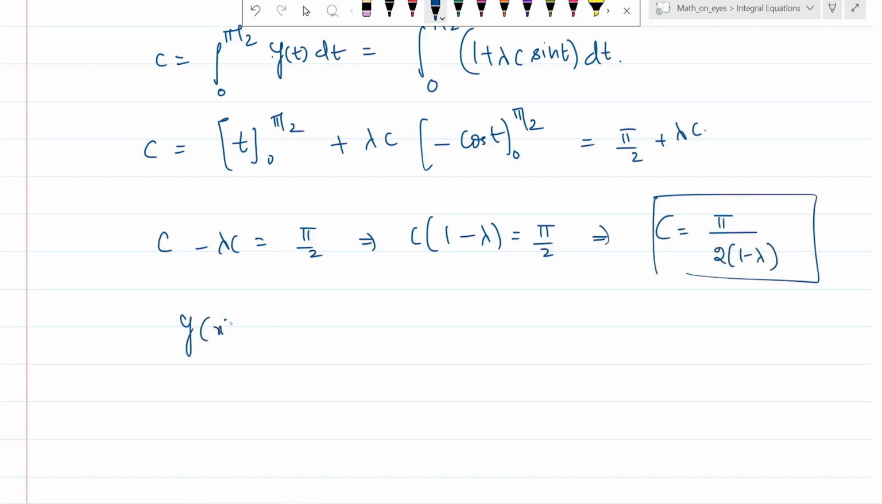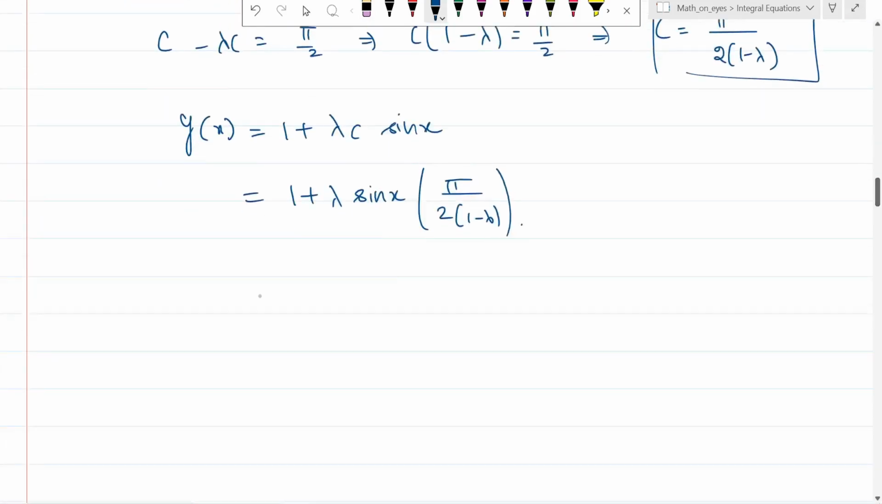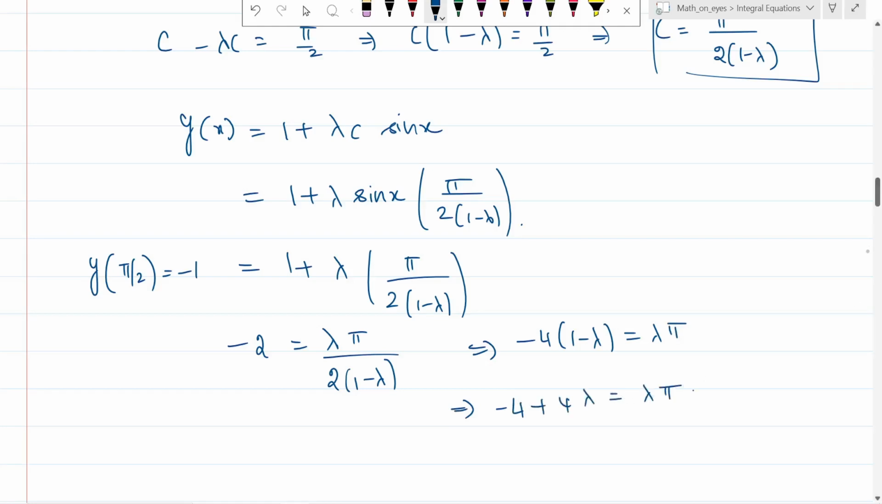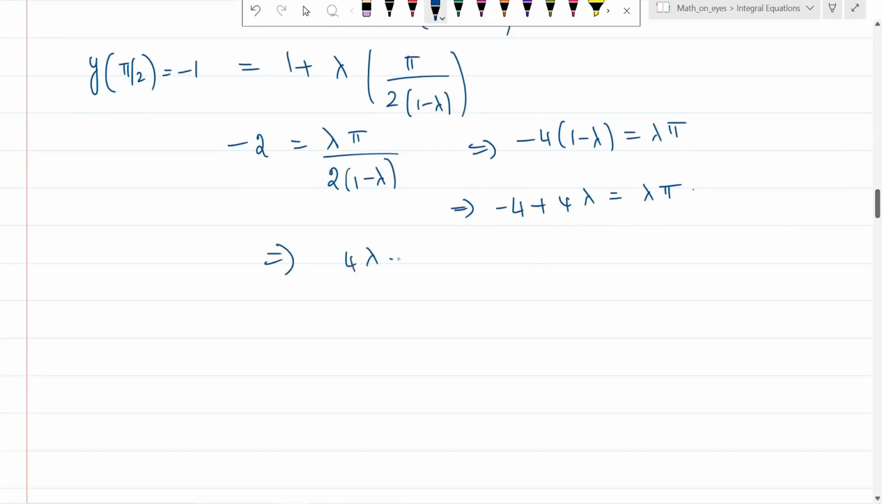Now we get y of x is equal to 1 plus lambda c sine x, right? So that is equal to 1 plus lambda sine x into pi divided by 2 into 1 minus lambda. Also, it is given that y of pi by 2 is equal to minus 2. We have taken the example, right? So y of pi by 2, which is minus 2, is equal to 1 plus lambda into sine pi by 2, which will give you 1, times pi divided by 2 into 1 minus lambda. So minus 2 is equal to lambda pi divided by 2 into 1 minus lambda. So that implies minus 4 into 1 minus lambda is equal to lambda pi. That implies minus 4 plus 4 lambda is equal to lambda pi. We need to find the value of lambda. So 4 lambda minus lambda pi is equal to 4. That implies lambda is equal to 4 divided by 4 minus pi. This is the value of lambda.